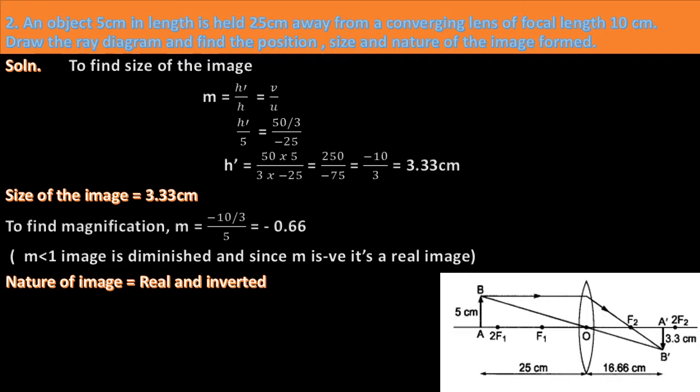So since m is negative, we understand that it's a real image, and since m is less than 1, we confirm that it's a diminished image. So nature of the image is real and inverted. So hope the numerical is clear.